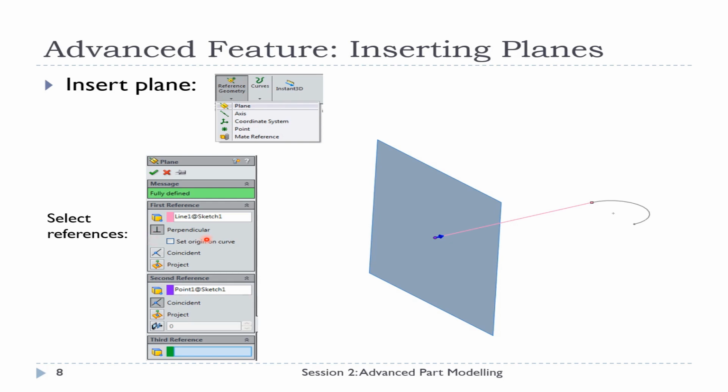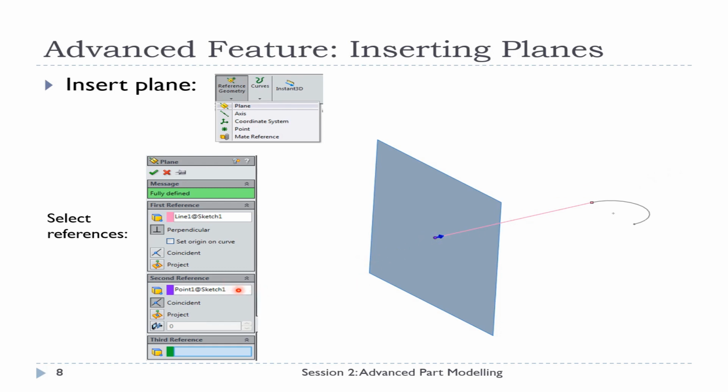But if your model picks up any other different options in this list, just switch to the perpendicular option. So what we tell the software is that we want to insert a plane which is perpendicular to this line, but it can be anywhere along this line. So we want to define its position.